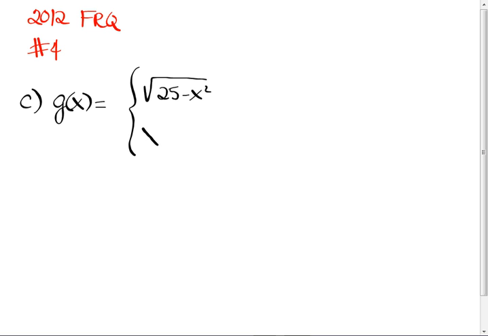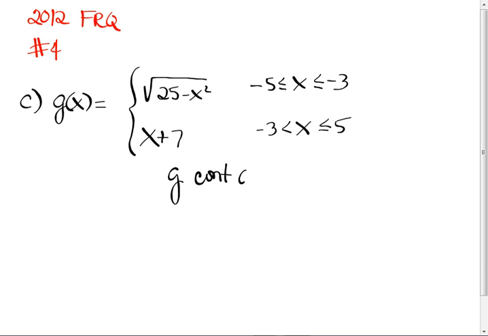And this is x plus 7. Does anybody know what that graph looks like, f of x? And it says, is G continuous at x equals negative 3? That's the question. Use the definition of continuity to explain your answer.